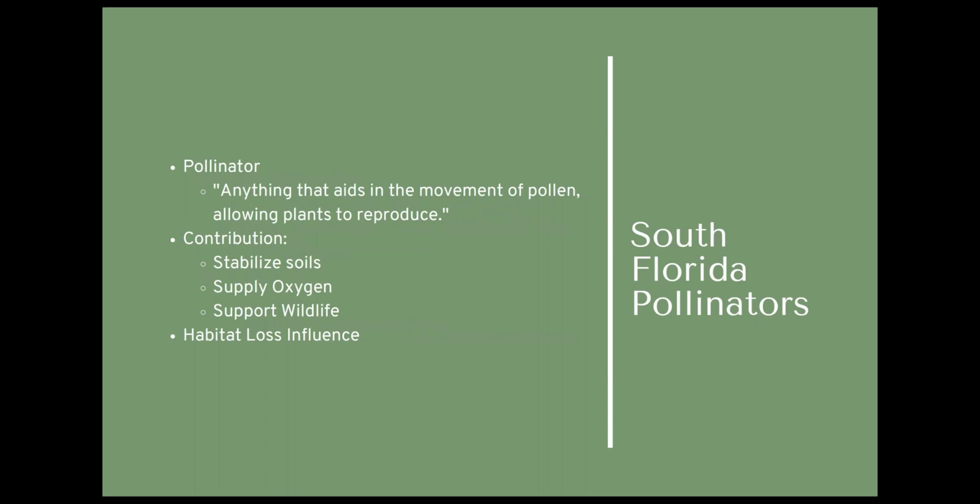Defined by the National Park Service, a pollinator is anything that aids in the movement of pollen, allowing plants to reproduce. Along with this, pollinators stabilize soil, supply oxygen, and support wildlife. With habitat loss comes the loss of many pollinator habitats. Influences such as climate change and pollution have altered the ecosystem in which these species thrive, resulting in the death of pollinators.